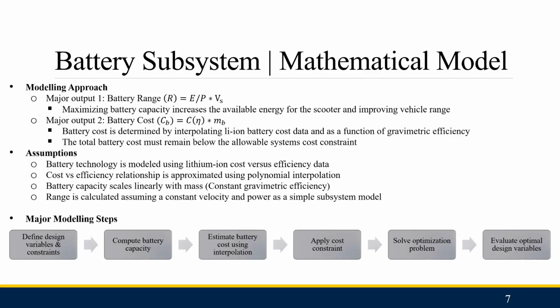For the mathematical model of the battery subsystem, we have two major outputs, the battery range and the battery cost. Maximizing that battery capacity is going to increase our available energy for the scooter and improve our range. As for assumptions, we're assuming that the battery technology is lithium ion, and we're modeling the cost using data, which is just the cost versus the gravimetric efficiency. And the range is being calculated assuming a constant velocity and power as a simple subsystem model for the battery.